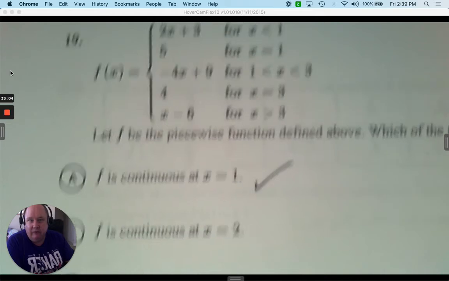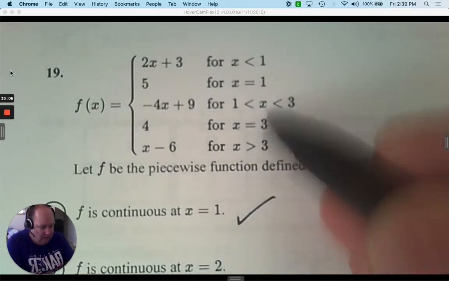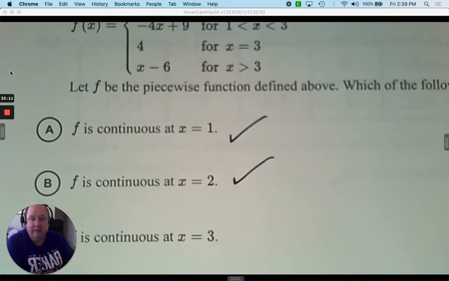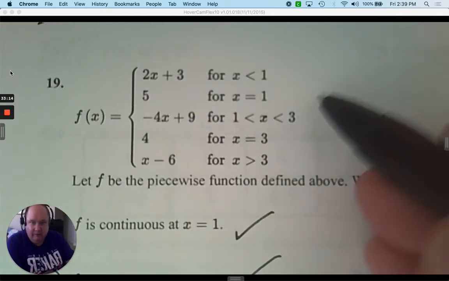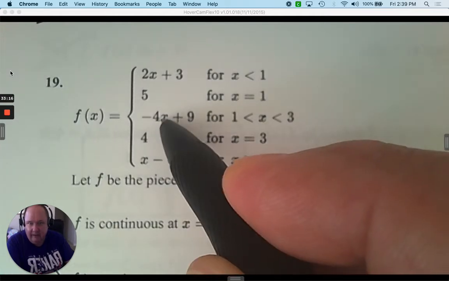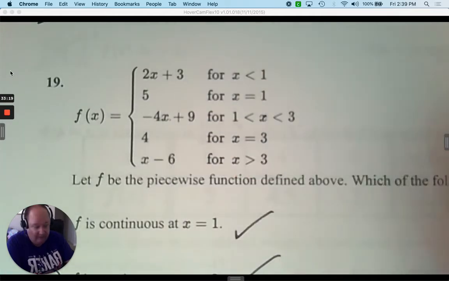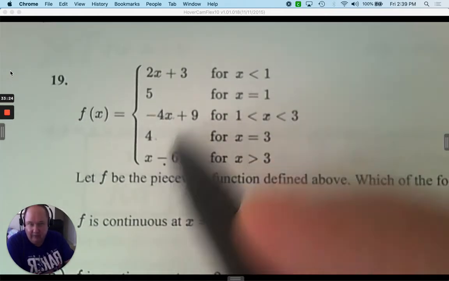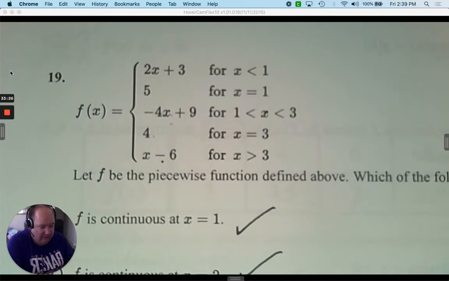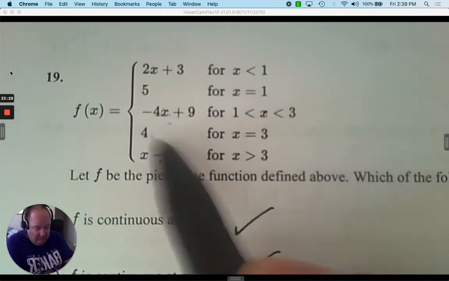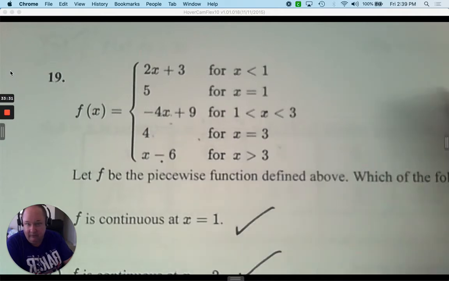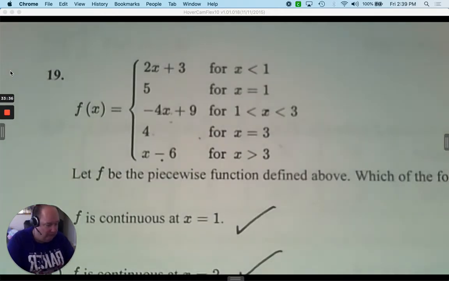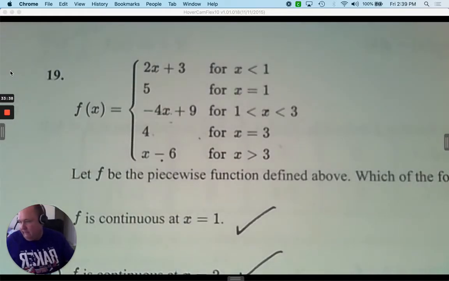F is continuous at 2. So that involves, yes, it's in the middle of something that's continuous. So that's true. Number 3, x equals 3. So if I plug 3 here, I get negative 12 plus 9, 4. Definitely not continuous. So they don't all equal. So when you use 3 here, you get different answers for the y value. And is it continuous at 4? It is, because x subtract 6 is a continuous function, and it's not a piece where it breaks off there. So the right answer to which of the following is false is C.